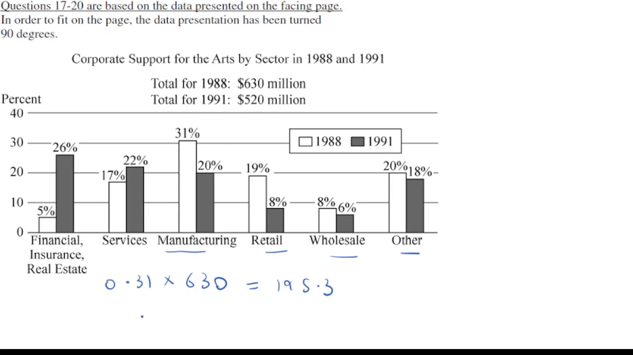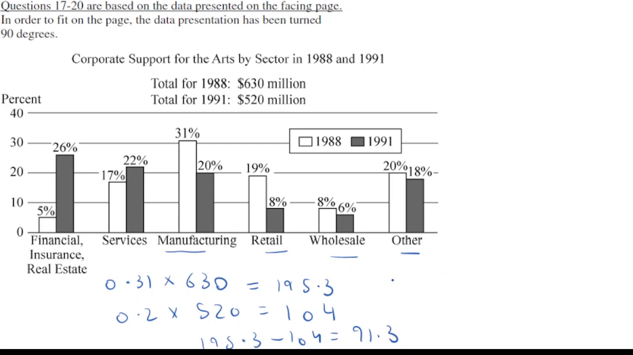Now in the second year, manufacturing contributed 20%. So we will take 20% of 520 million, which is 104. Now to find the decrease, we will subtract 104 from 195.3. 195.3 minus 104 comes out to be 91.3.